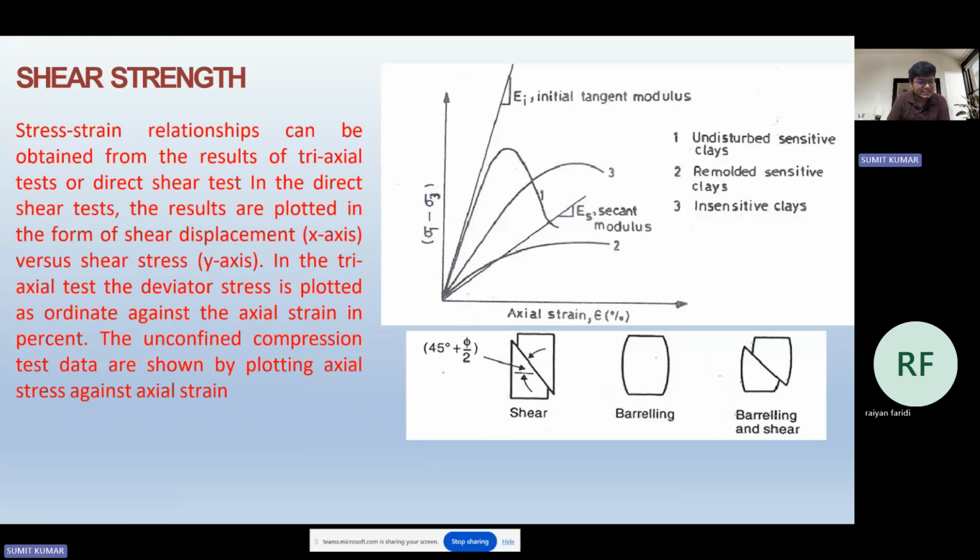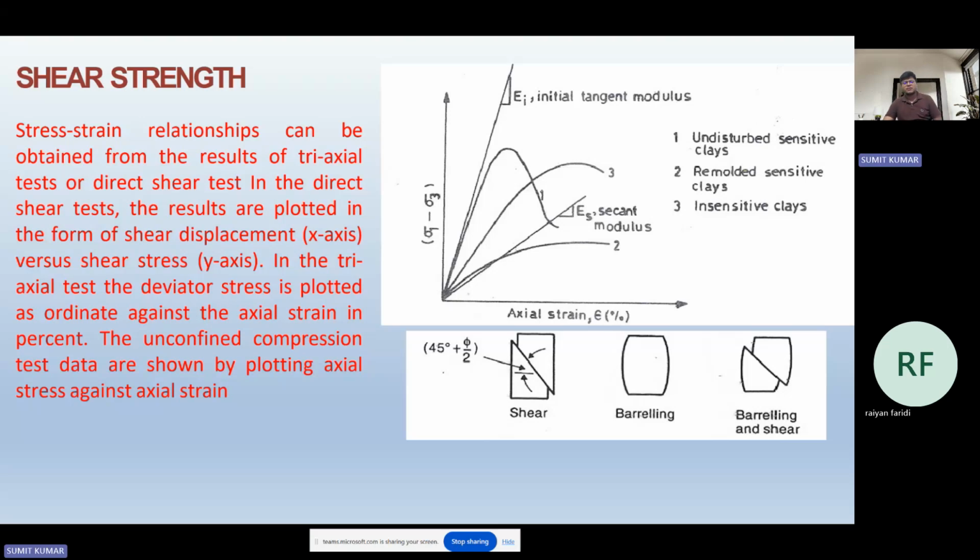The stress strain relationship can be obtained from the results of the triaxial test or the direct shear test. In the direct shear test, the results are plotted in the form of shear displacement on the x-axis versus the shear stress on the y-axis. In the triaxial test, the deviator stress is plotted as the ordinate against the axial strain in percent. The unconfined compression tests are shown by plotting the axial stress against the axial strain.